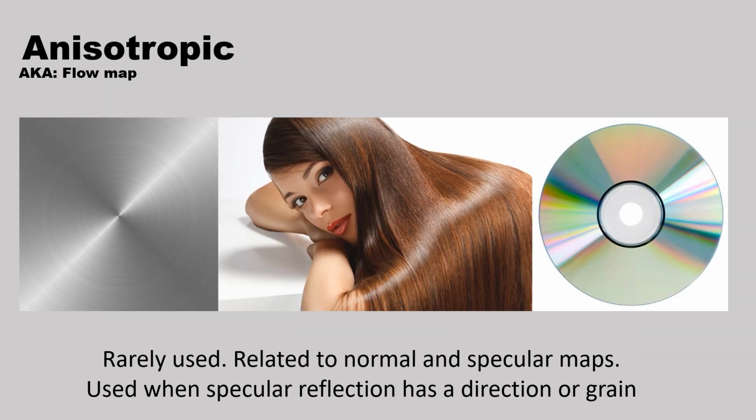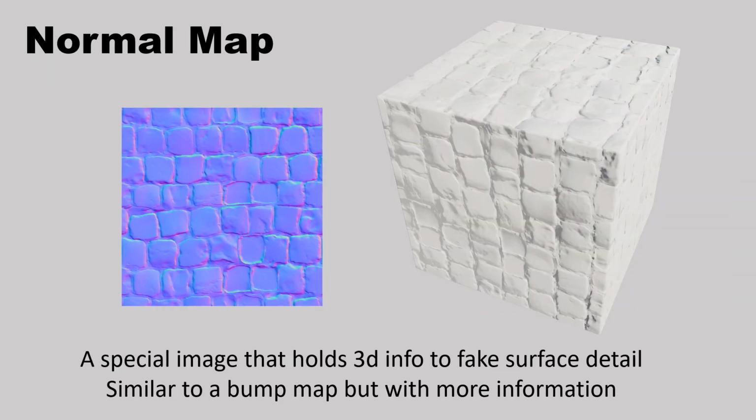Anisotropic is one of those things fun to say. It's also known as a flow map. It's very rarely used except when you have to use it for these kinds of surfaces. These are the classic examples: the underside of a pan, brushed metal, hair, a CD-ROM. I can't think of any other examples. So when you end up with situations where you have parallel lines of reflectiveness, then you need that anisotropic map. It's very rarely used except when you absolutely need it.